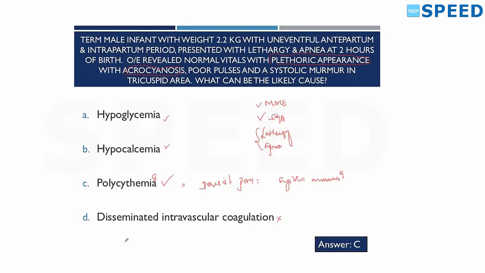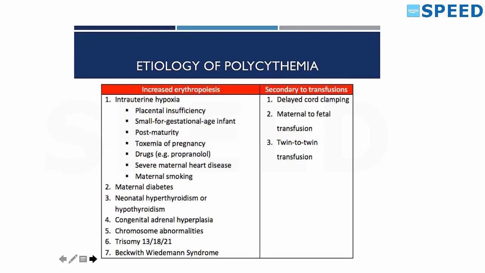Now we move on to the next. What is the etiology of polycythemia? So in the previous slide, you have just seen that there was one etiology which was small for gestational age baby. But here you see that now not only that, there are multiple other causes of polycythemia. Take it: placental insufficiency, post-maturity, toxemia of pregnancy, drugs, severe maternal heart disease, maternal smoking, and infant of diabetic mother, neonatal thyroid issues, congenital adrenal hyperplasia, all the trisomies which you ever have heard of, Beckwith-Wiedemann syndrome. All these are causes of increased erythropoiesis which has resulted in polycythemia.